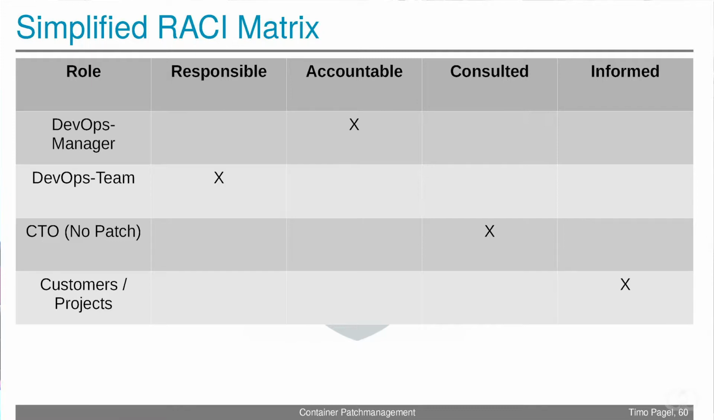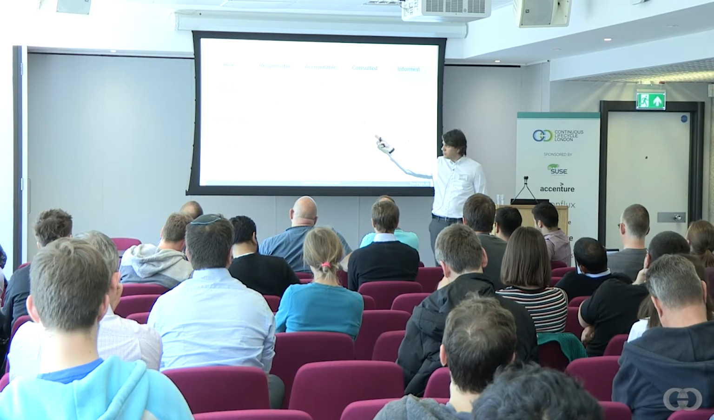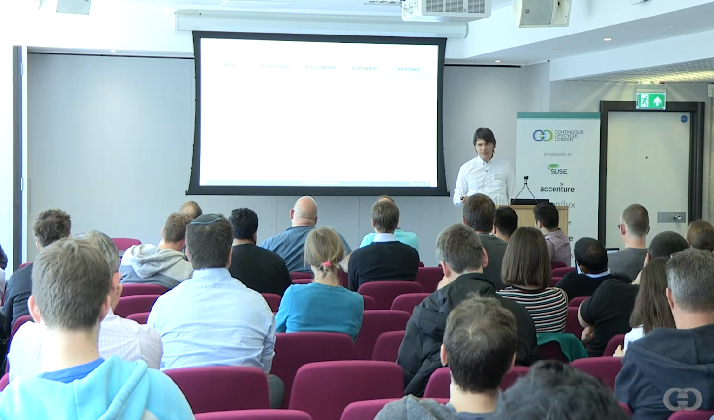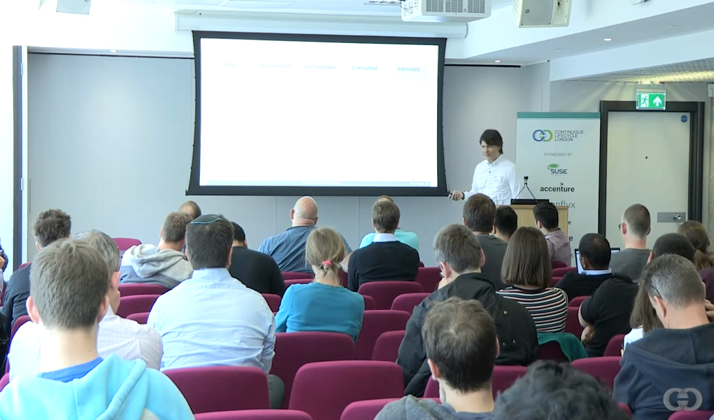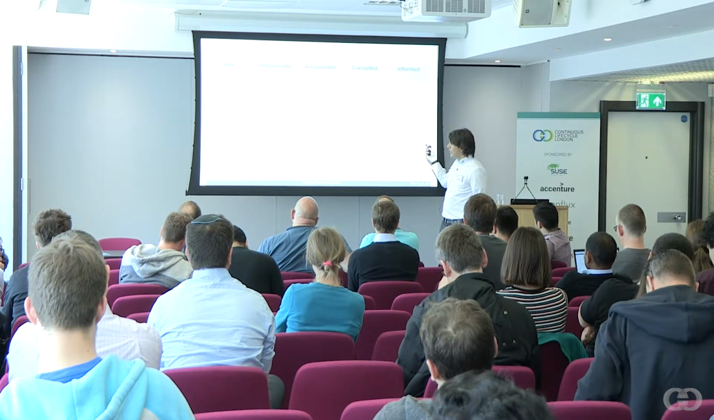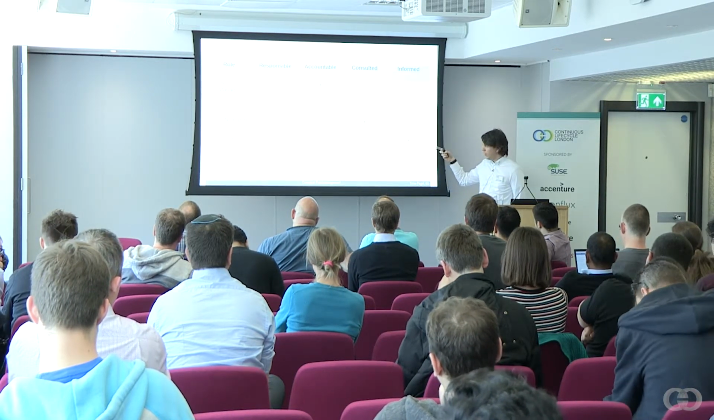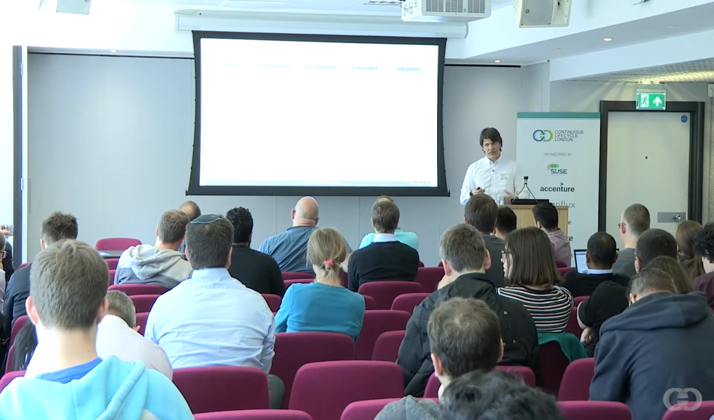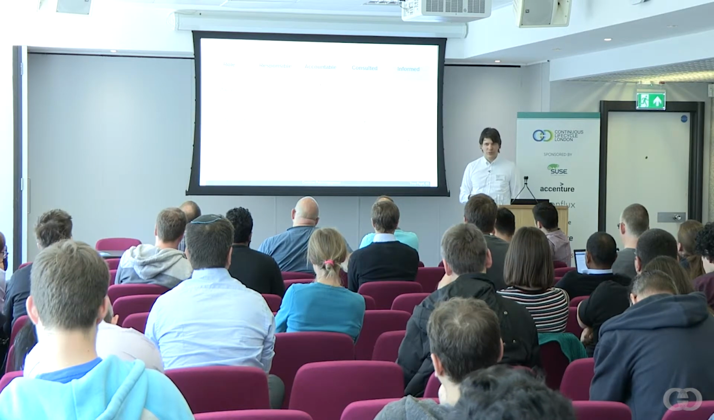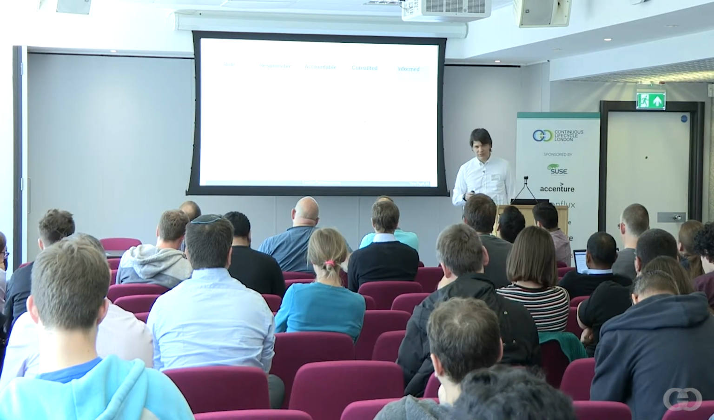The DevOps team is responsible to actually do it, so they have to respond to vulnerabilities. They have to analyze them. We will see later how hard that is. And in case there is no patch available, and it is a critical vulnerability, they might want to inform the CTO. So the CTO has the option to decommission the system, for example. And customers or the projects should be informed about these vulnerabilities, based on how your organization is structured. Maybe you don't have customers, maybe you just have projects. Depends.